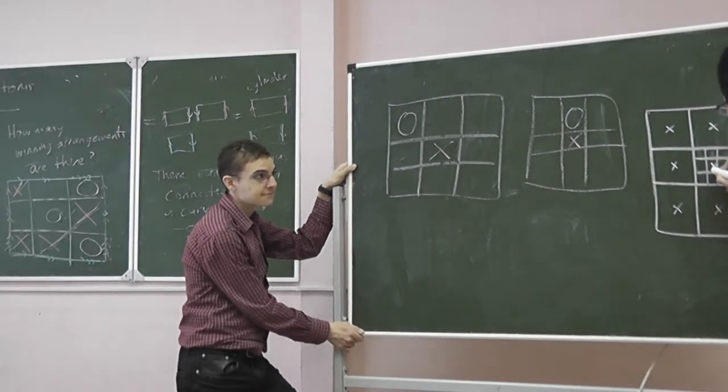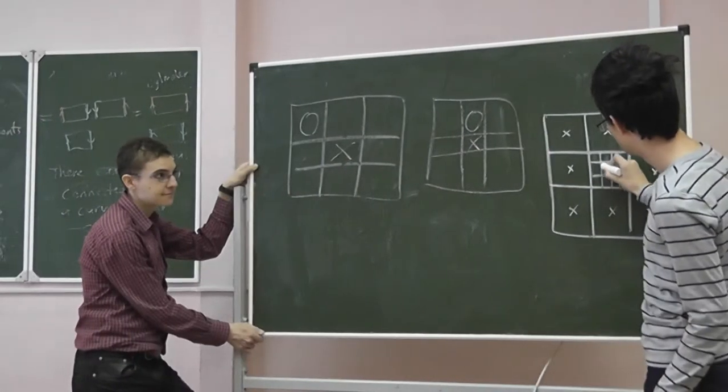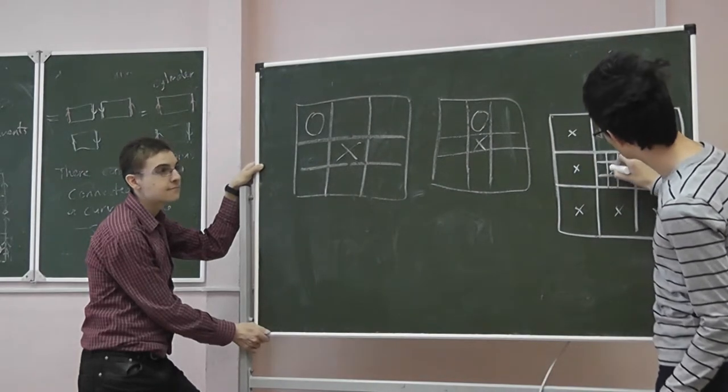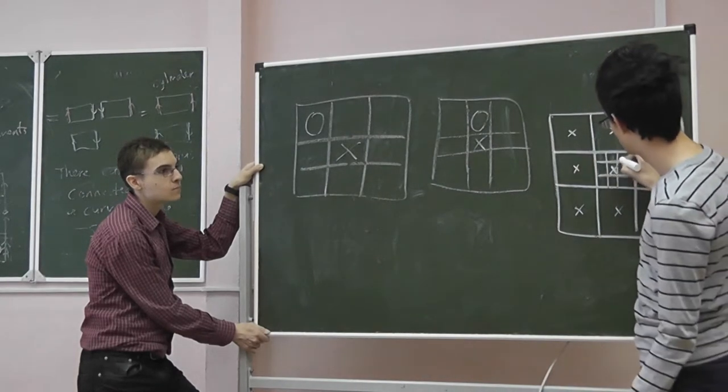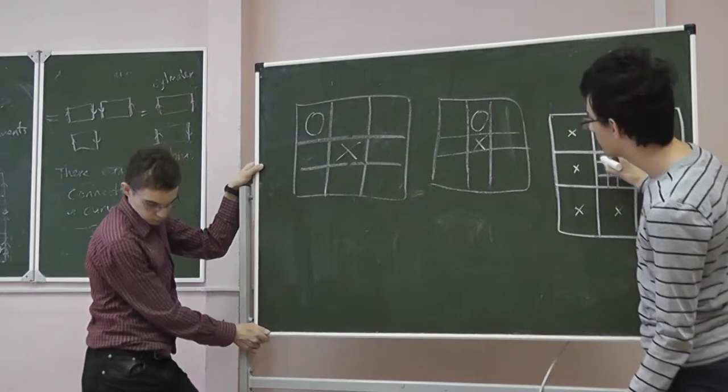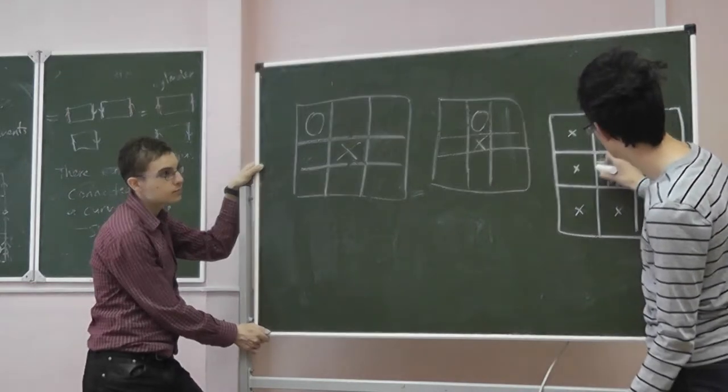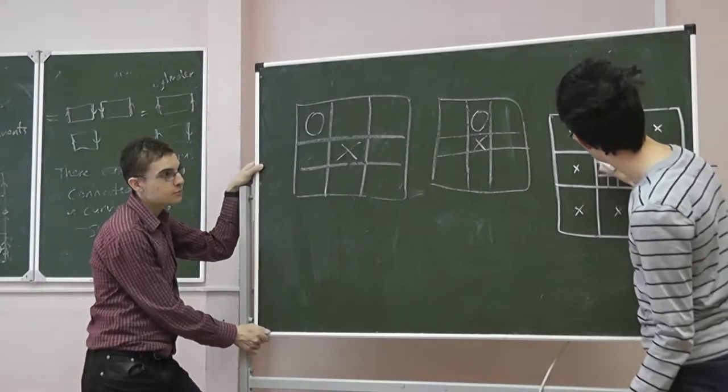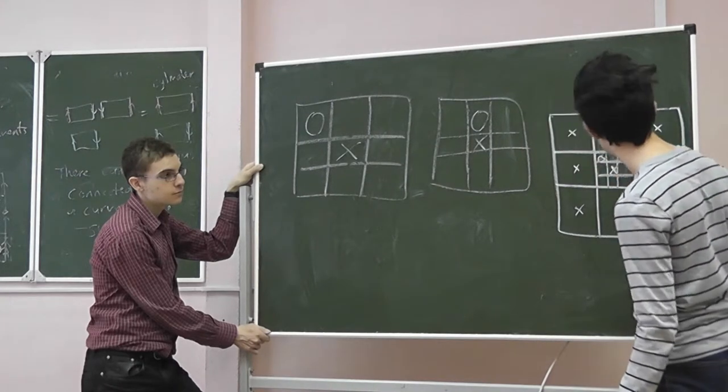Okay, let's try to figure out the strategy. If the crosses, if I put the cross here, then the zero can be put either in the corner or in the center. Let's look at the corner variant.